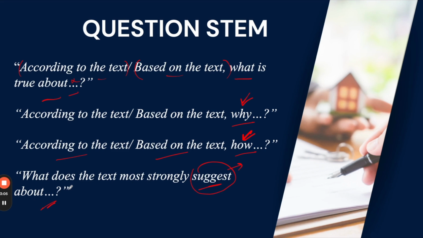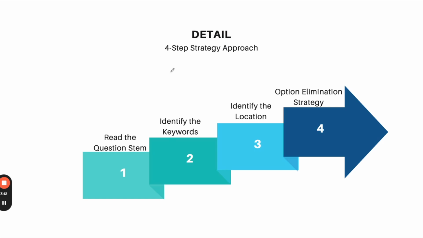With this, let's go ahead and understand the strategy that you need to use in order to attempt this type. It's a 4-step strategy approach. The first step will always be the same, that is, read the question stem. You have to know first of all that you're dealing with a details question type.